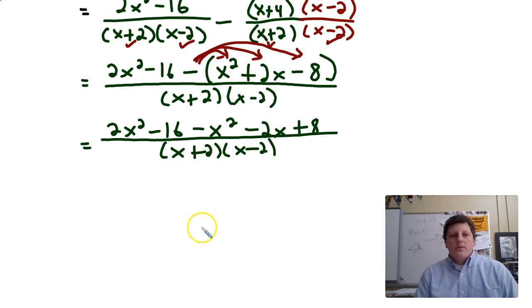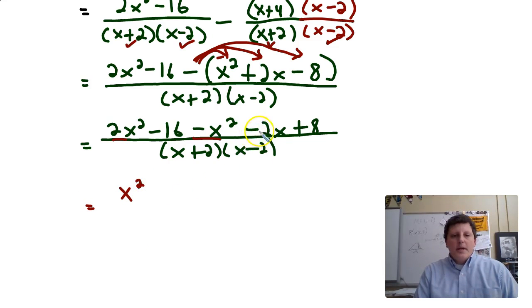Running out of room. We'll scoot down a little bit. Now we want to clean up the numerator. And to do this, we're going to put together like terms. So we've got x squareds that can go together. 2x squared minus x squared is 1x squared.